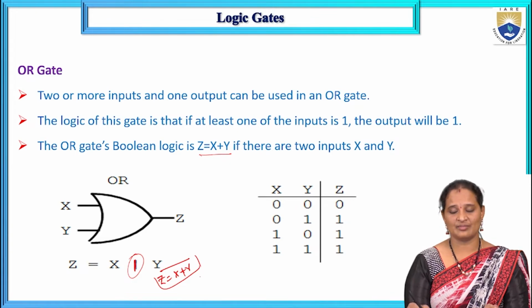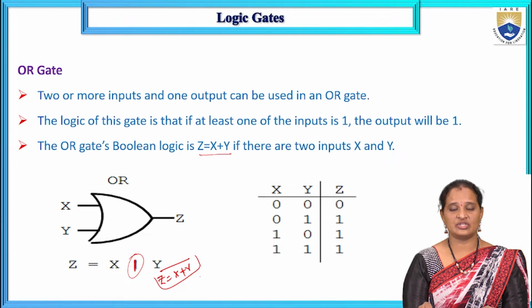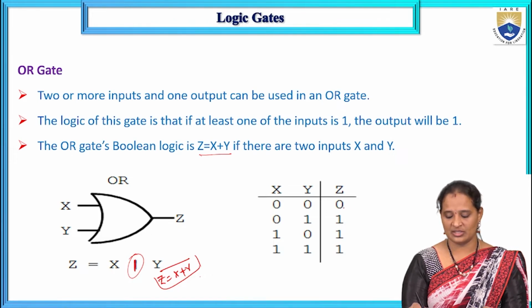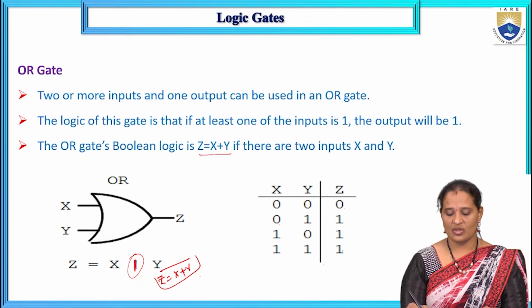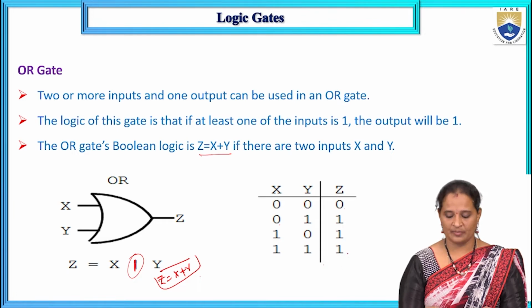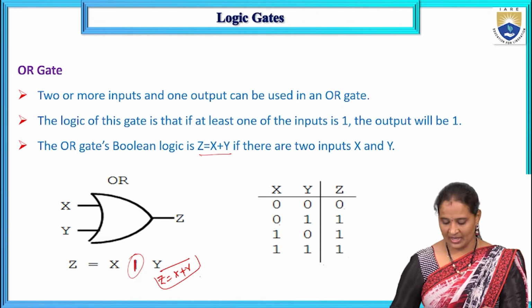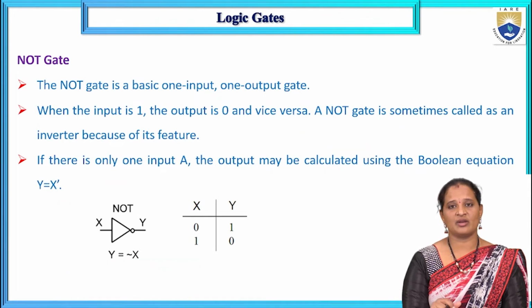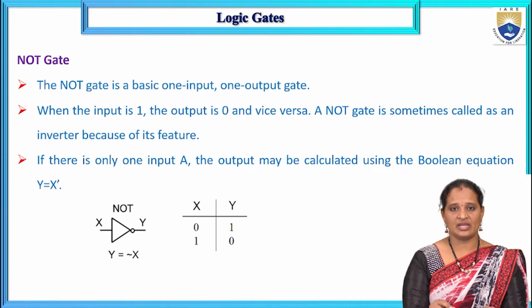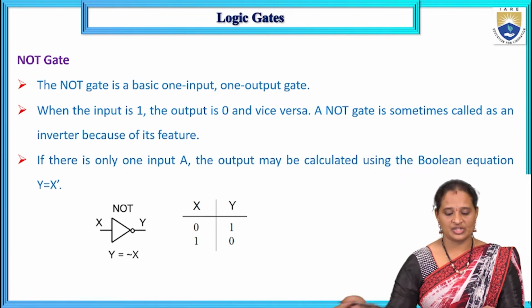And coming to the truth table, when both the inputs are 0, then only the output of the OR gate is 0. If any one input or both the inputs are 1, the output of the OR gate is equal to 1. So this is the OR gate. Now coming to the NOT gate. As I told you, the NOT gate performs the negation, logical negation, or else complementation.